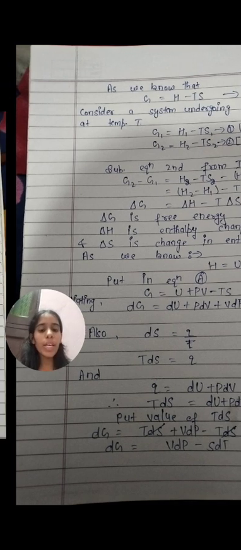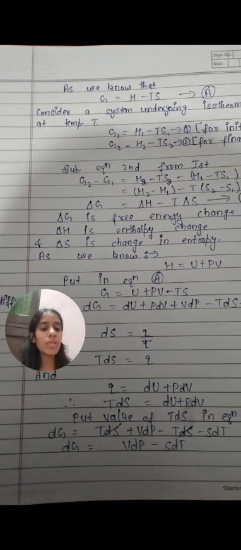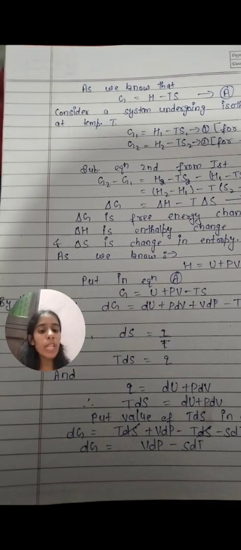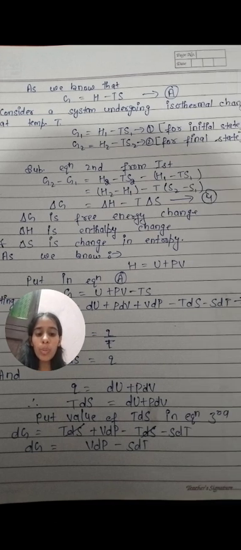and by differentiating this, dG is equal to dU plus P dV plus V dP minus T dS minus S dT. As we know, entropy is equal to Q by T, where Q is the amount of energy absorbed. So TdS is equal to Q, and also we know from the first law of thermodynamics that Q is equal to dU plus PdV. So TdS is equal to dU plus PdV.